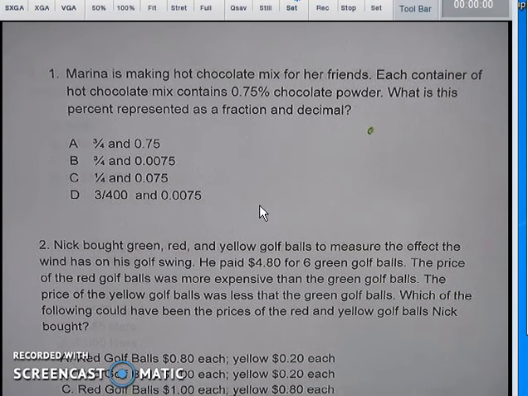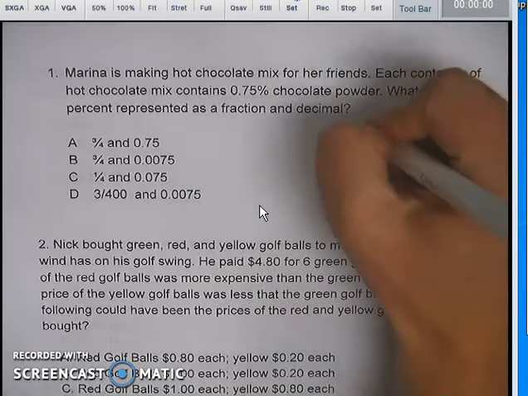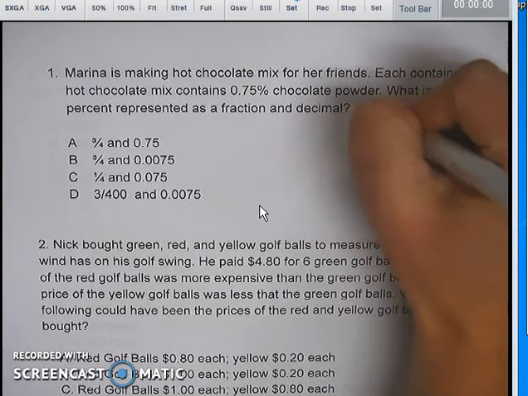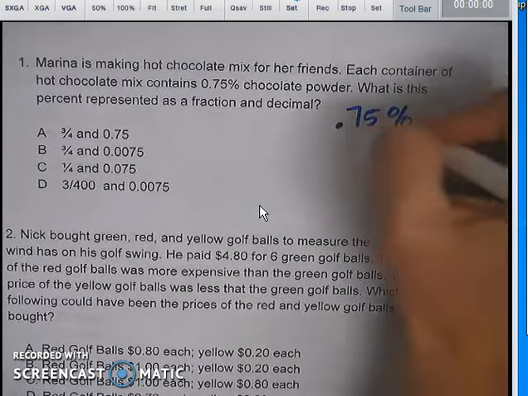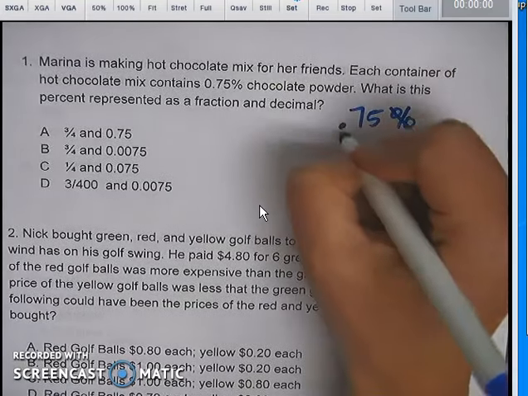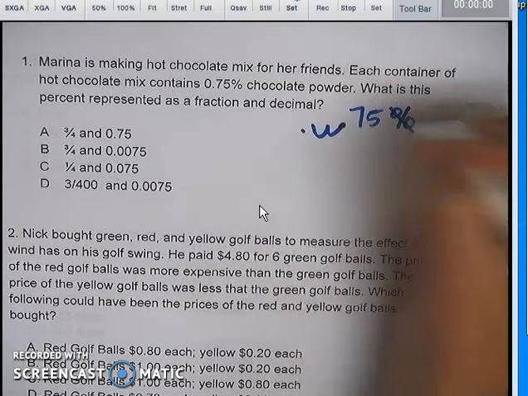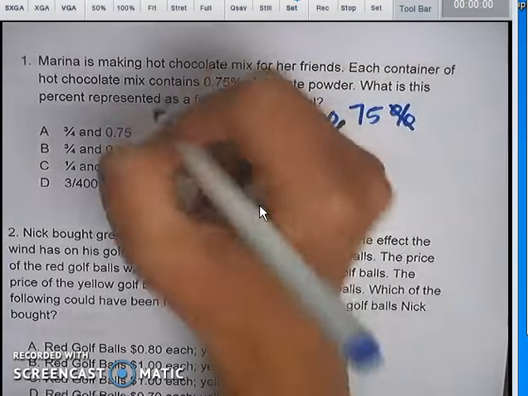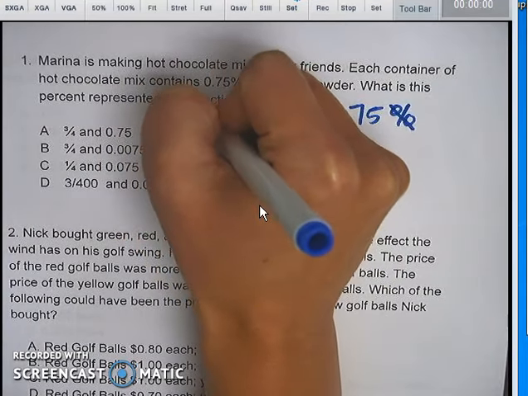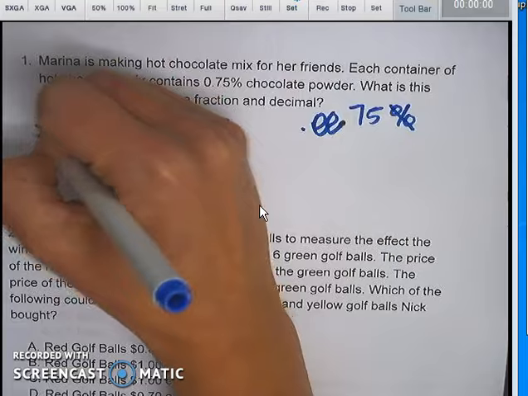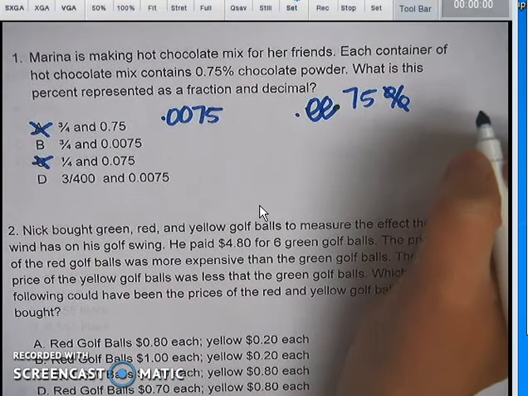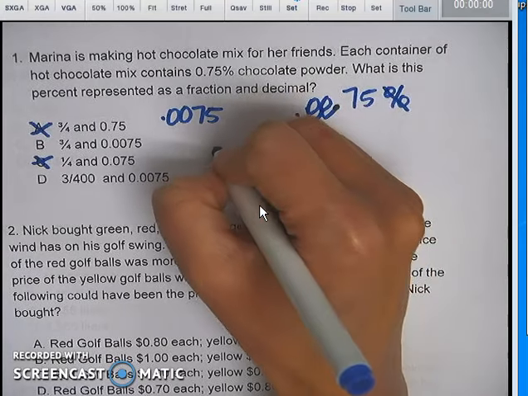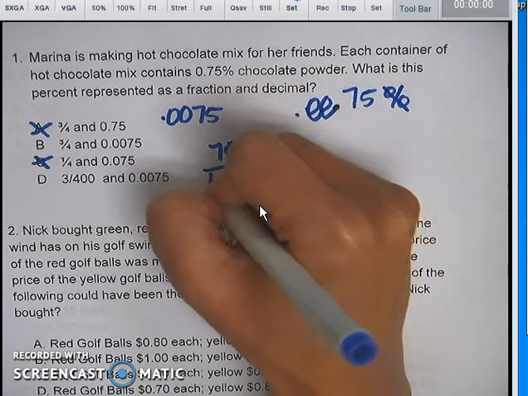Alright, so you have 0.75%. Okay, you want to change it to a fraction and a decimal. You mark off the percent sign, you move the decimal back 2 places to the left. So then you're going to fill in your zero, so you have 0.0075. So you're marking off A and you're marking off C. Okay, that's it as a decimal, but you need it as a fraction. That's 75 10,000ths.